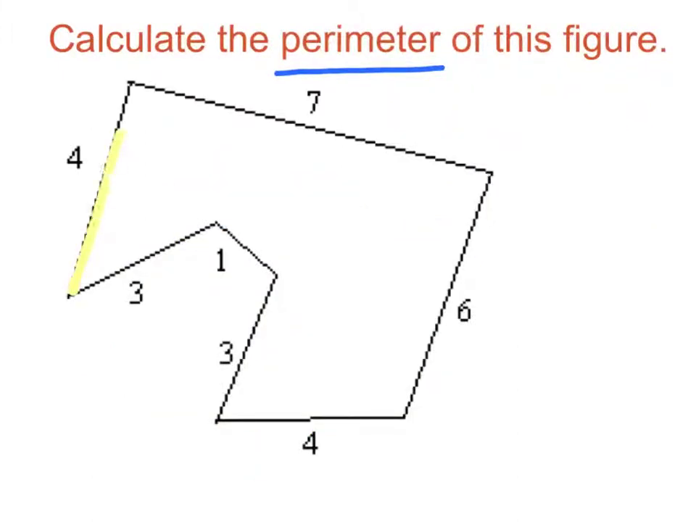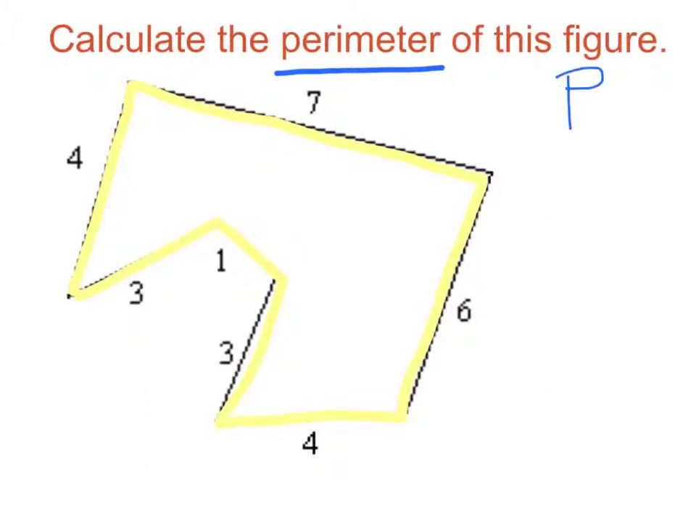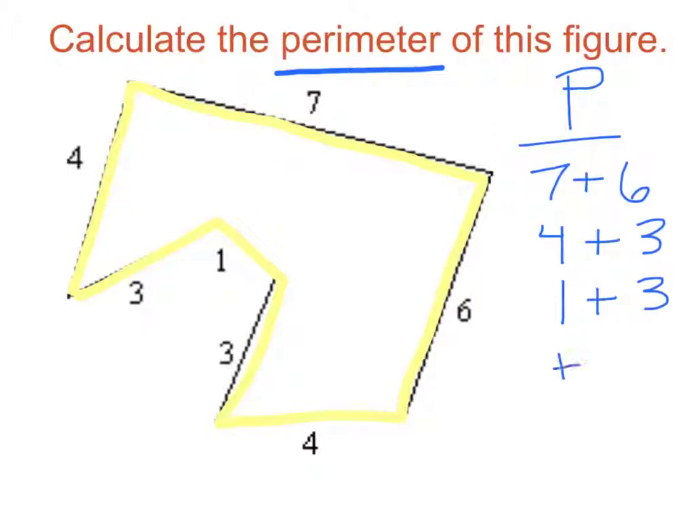As we calculate the perimeter of this polygon, we need to add all the lengths of those sides. The perimeter of this figure would be the sum of 7 plus 6 plus 4 plus 3 plus 1 plus 3 plus 4. The sum of these 7 sides is 28 units.